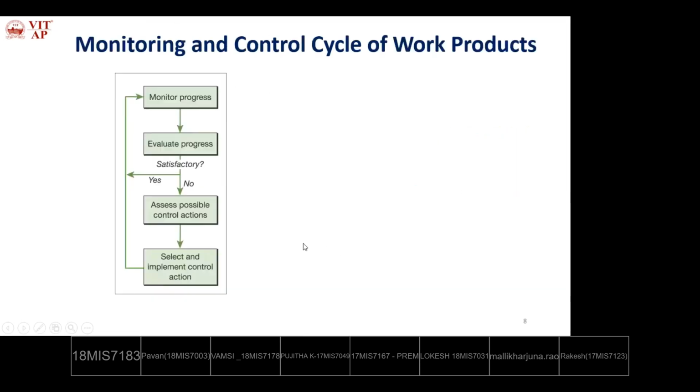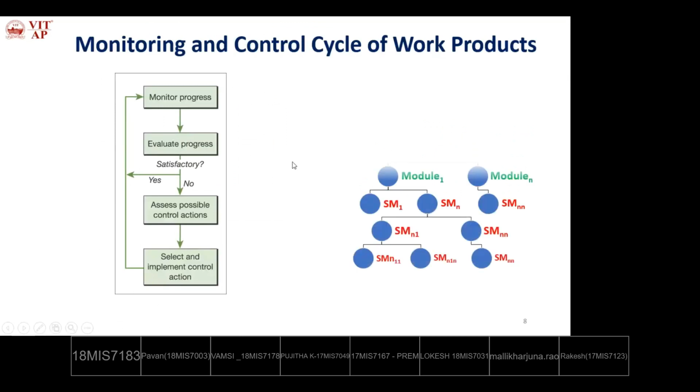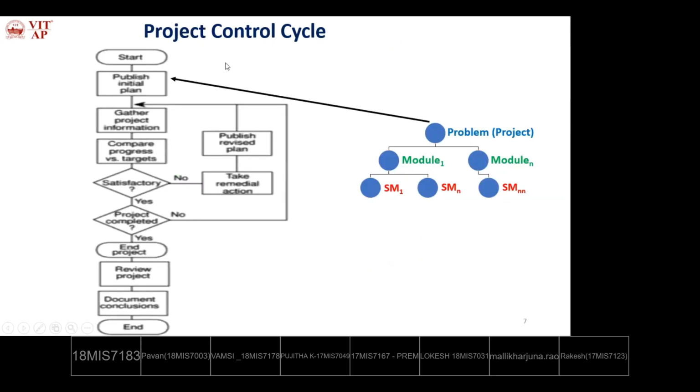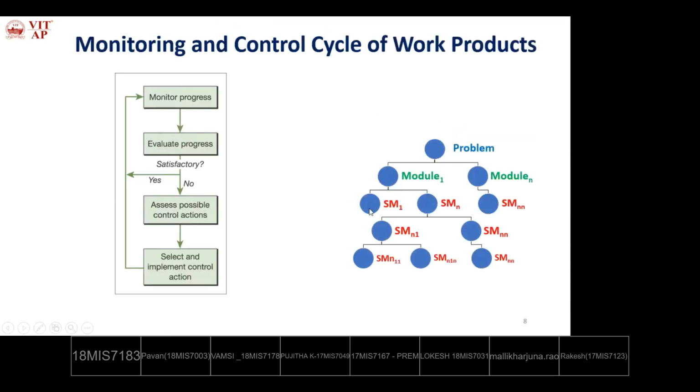Similarly, we do this for every project deliverable. What do we mean by deliverable? This is what is called a project product or project deliverable. Initially the problem, called the project description, is divided into modules, modules into submodules, submodules into sub-submodules, and so on. In the previous case we evaluated the whole project. Now we will evaluate the project deliverables, that is, the intermediate project products.